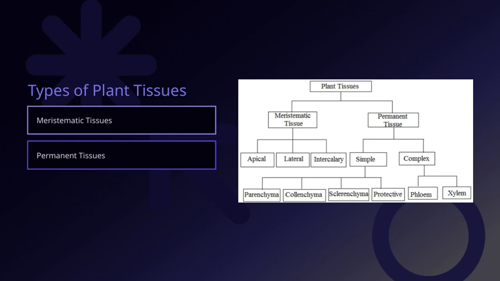They perform various functions, such as providing support, transporting nutrients, or storing food. Understanding these 2 main types helps us see how plants grow and function throughout their life cycle. Meristematic tissues drive growth, while permanent tissues maintain the plant's structure and carry out essential activities. This connection ties into the overall theme of how plant structures develop and sustain life.